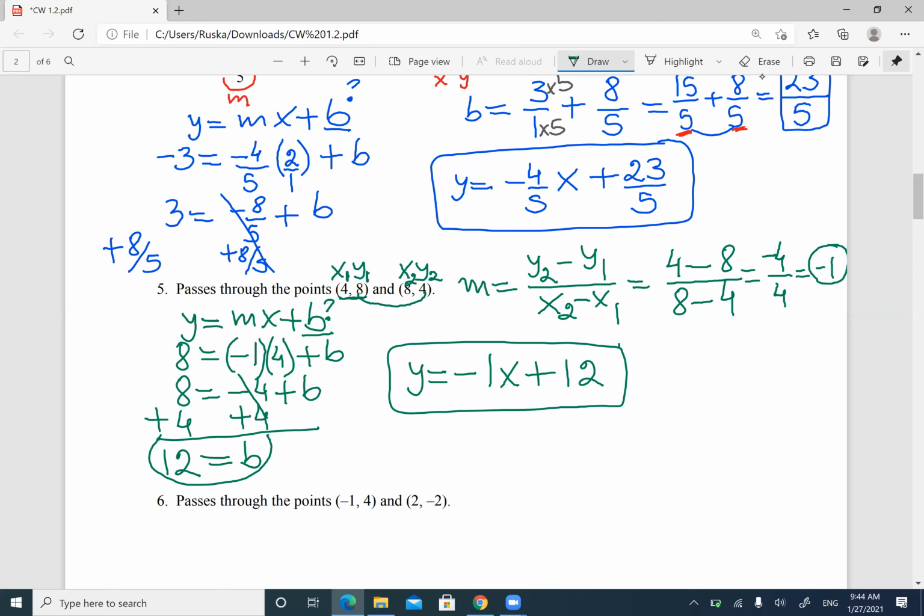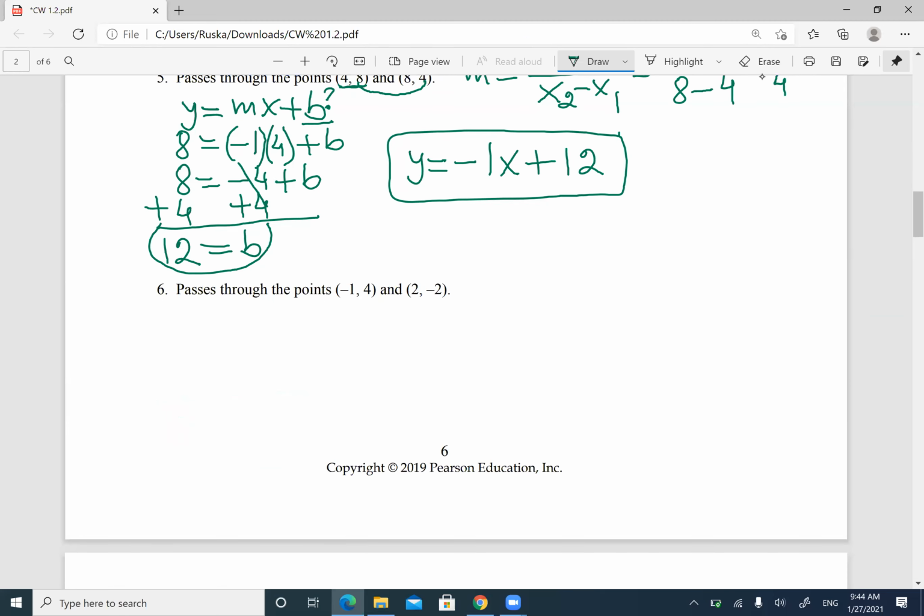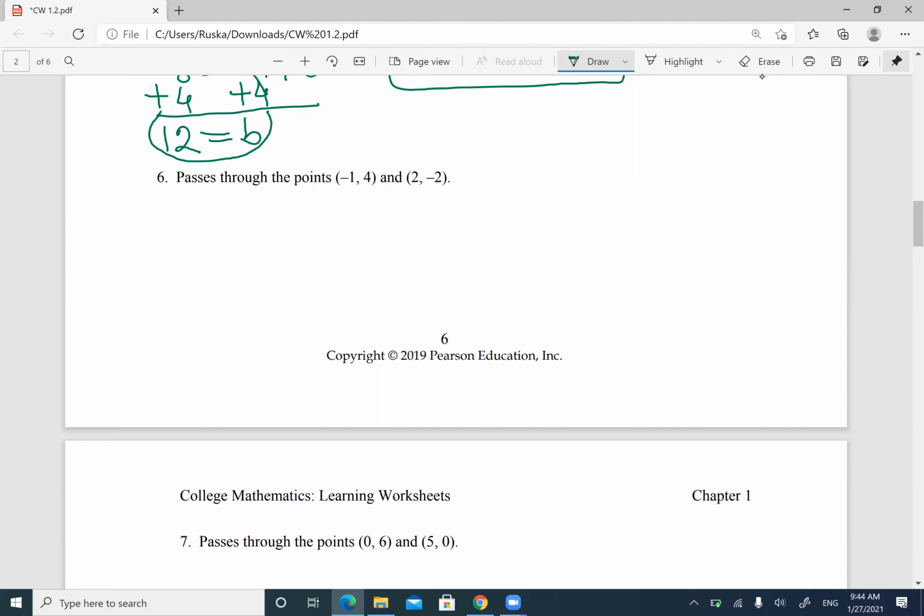Okay, then let's do it one more time. So here we have again 2 points. So first I'm going to use the slope formula. I'm going to write it for you, y2 minus y1, x2 minus x1.